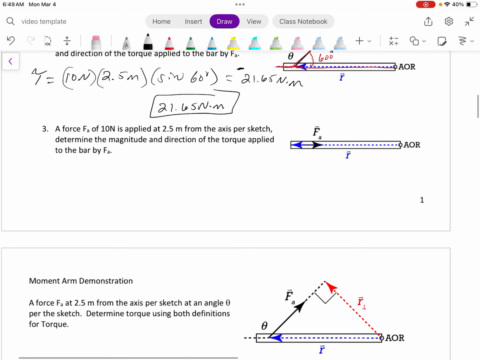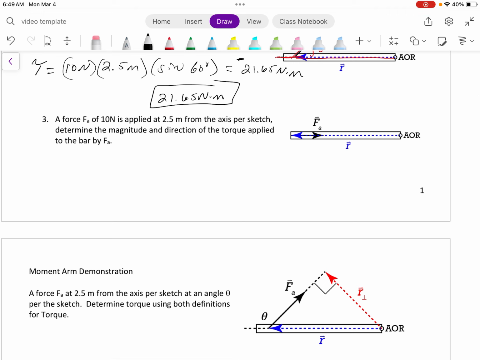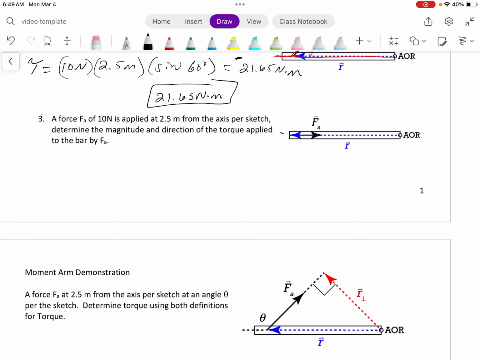Number 3, a force FA is applied at 2.5 from the axis of rotation per the sketch. So here is my force. I'm pushing on it inward like that. So I've got essentially FA running right through the axis of rotation. And so there's my F.